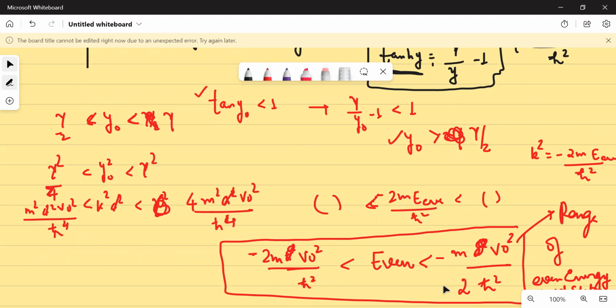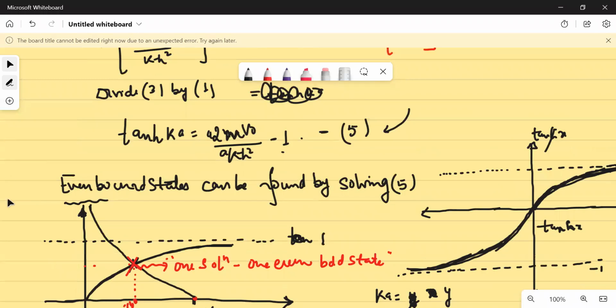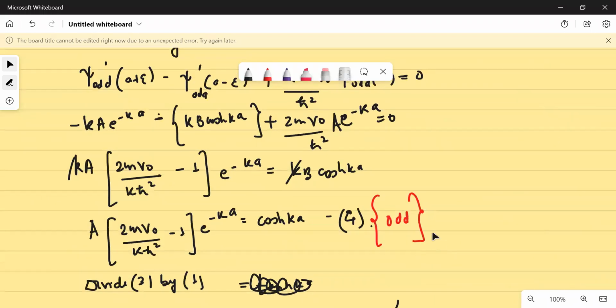Now let us think about odd bound states. This is another question. Even bound states we have found. If we want to find odd bound states, this equation number 4 is your odd bound state equation. You just remember this.